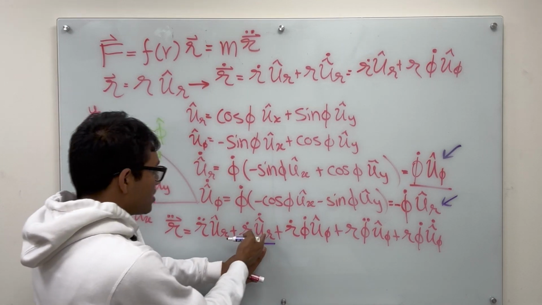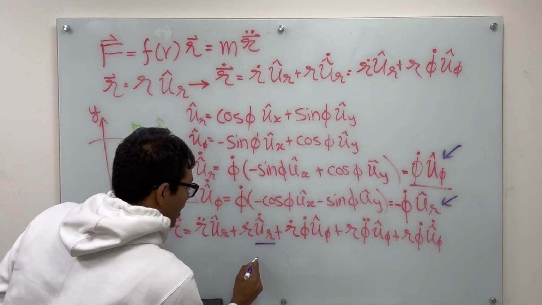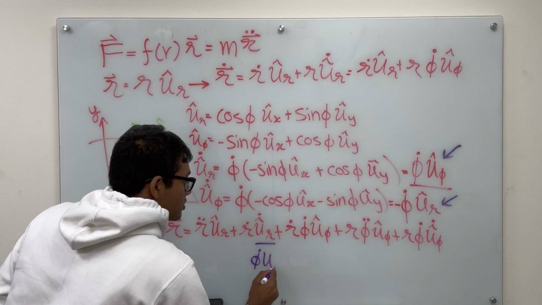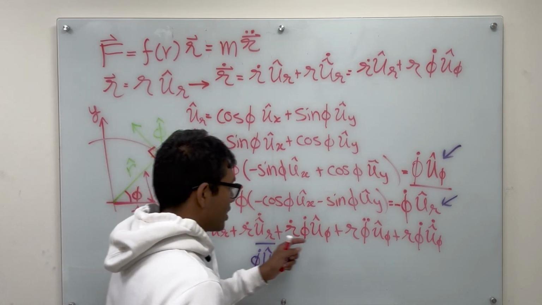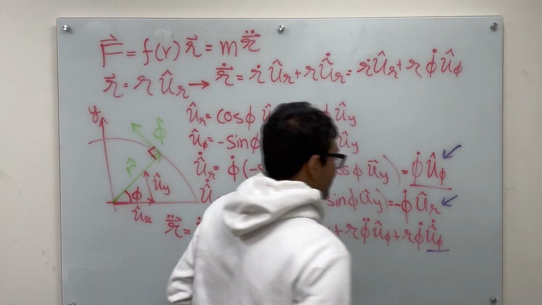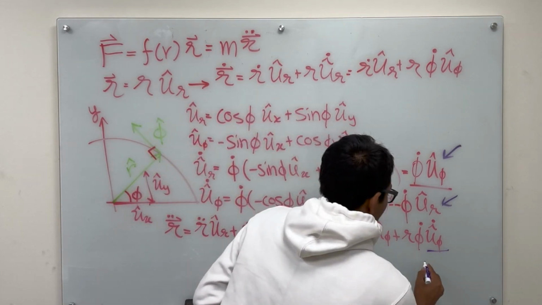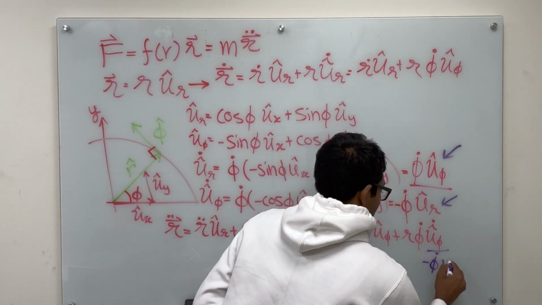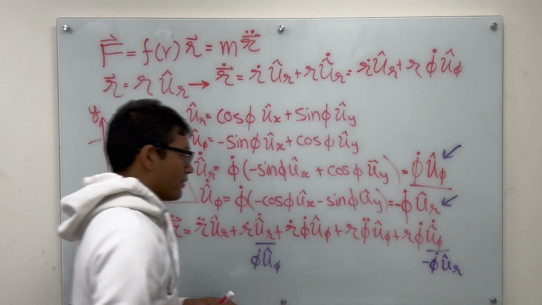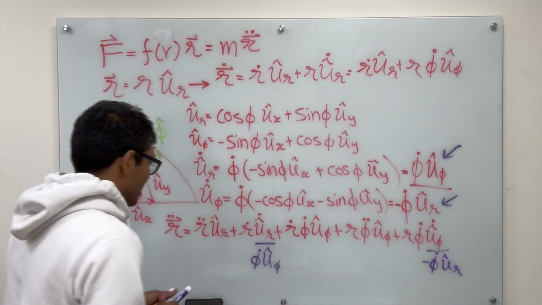This one is a dot. U sub r dot, I'm just going to replace that with phi dot u sub phi. What else has a dot? Okay, u sub phi dot. Now that is minus phi dot u sub r hat, right? Okay, so now let's go ahead and plug that in.